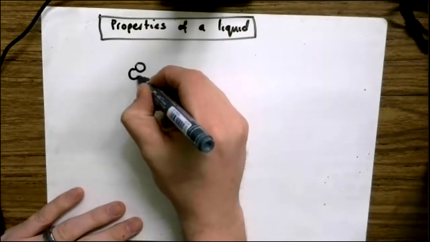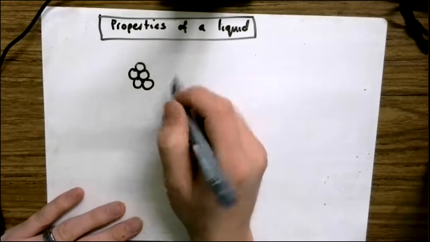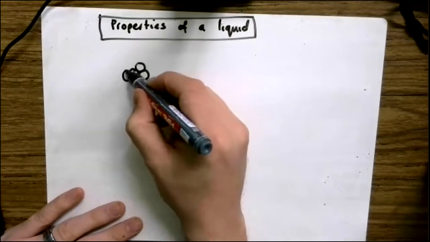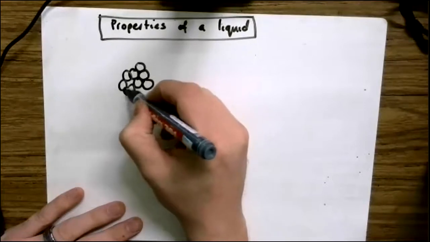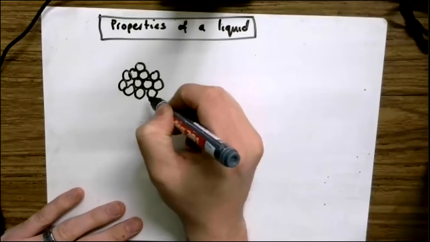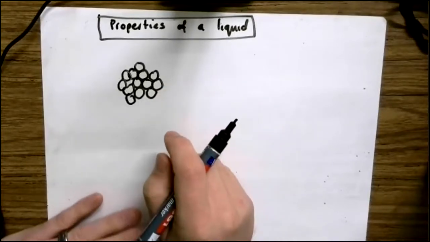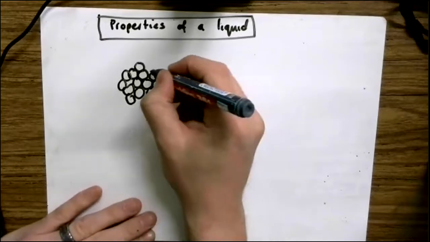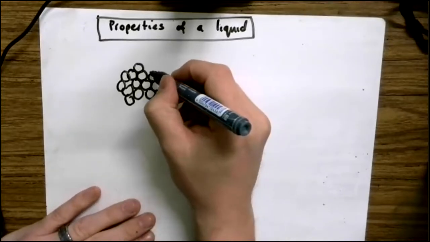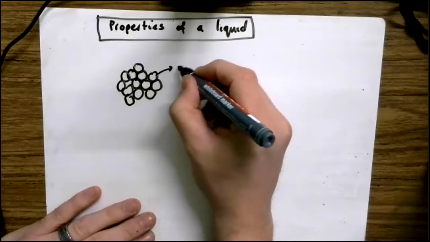So we had our particles and they are randomly arranged. So they're not in rows. They do not have a predictable repeating pattern, but they are close and many of them are touching. Okay, this is a liquid. Now, because the particles are not fixed in position, they can vibrate and they can swap positions with each other. We say that they actually can float.